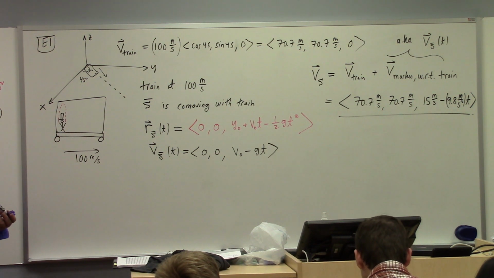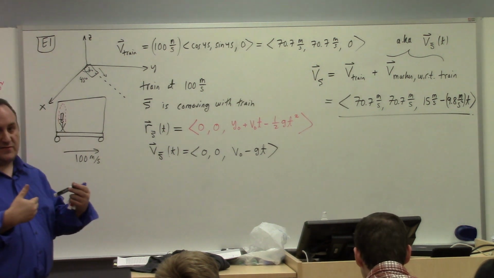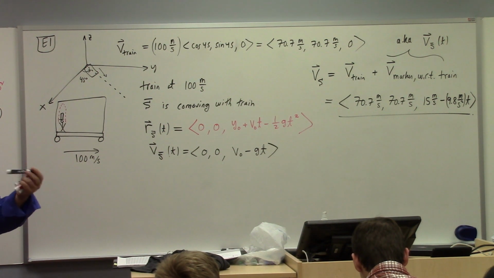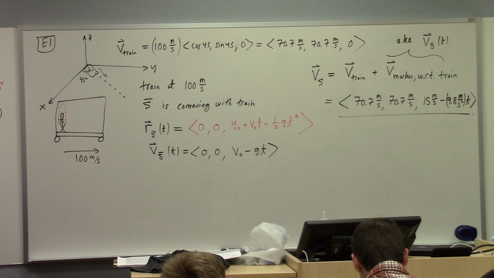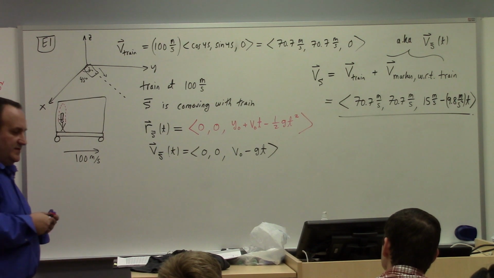So don't get lost in the details here. The point is that there's a simple rule. We take the velocity of the frame of reference plus the velocity measured with respect to that frame of reference to get the velocity with respect to the fixed frame. Does this make sense?